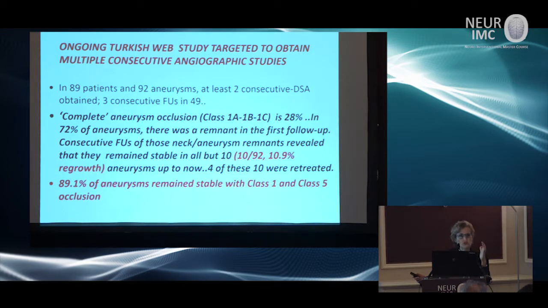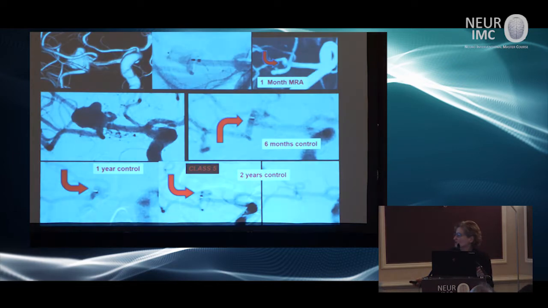However, in the consecutive follow-ups, only 10 out of 92, which is around 11%, did not stay stable. So 89% of the aneurysms remain stable either with class 1 or class 5 occlusion, which means you don't need to do anything else for these patients. For example, we don't call this complete occlusion, but class 5 occlusion.